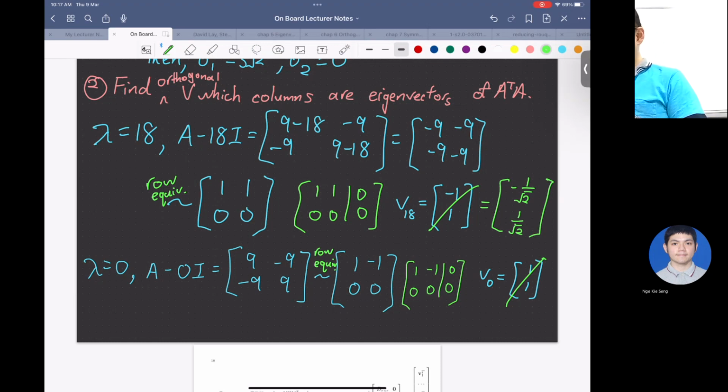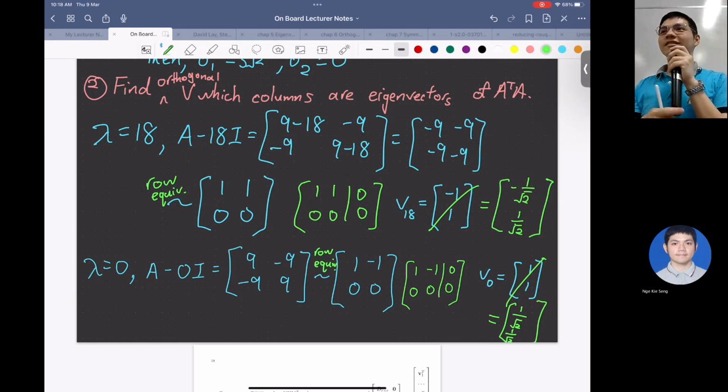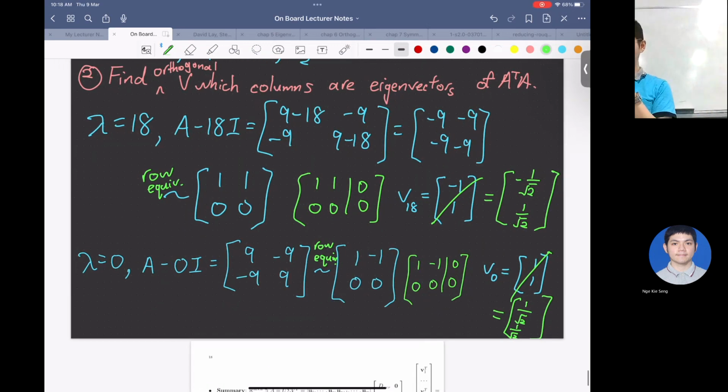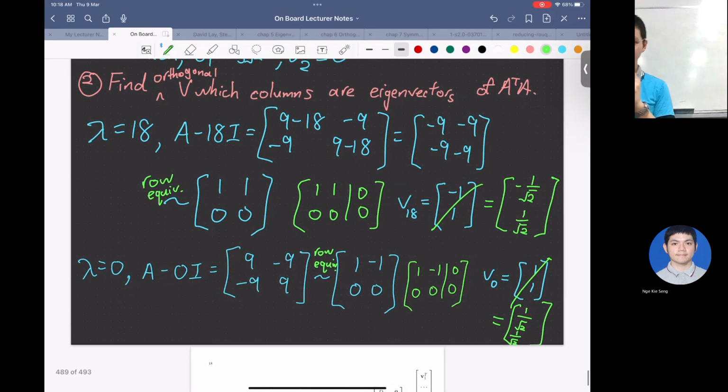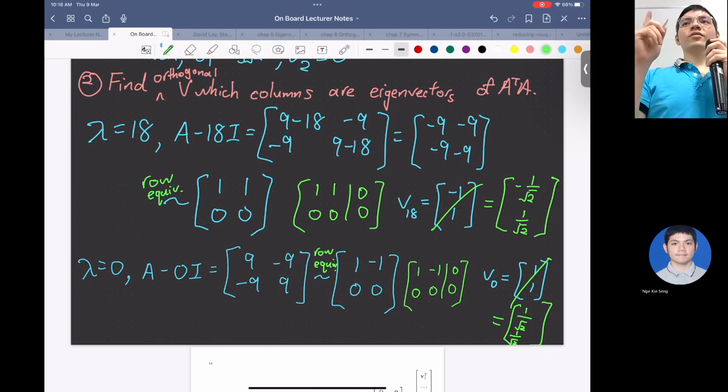Divide by the length. We need to take the normalized one, because we want an orthogonal matrix. So not just the eigenvectors only, but the orthonormal ones. Does everyone follow? The back, do you follow or not? So you need to take orthonormal vectors. V has to have orthogonal and orthonormal columns, which we call an orthogonal matrix.